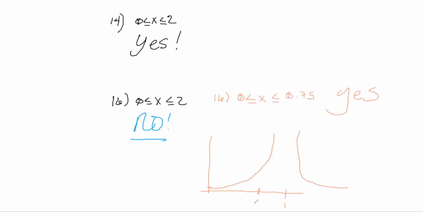Because if here is 0.75, then all I'm looking at, and it's a good habit to get into, is saying, here is my interval. I am only going to be looking at this chunk. It's like I'm cutting the graph out and only looking at this. So I'm not even considering this. This area is continuous.